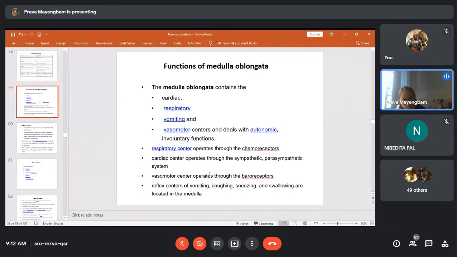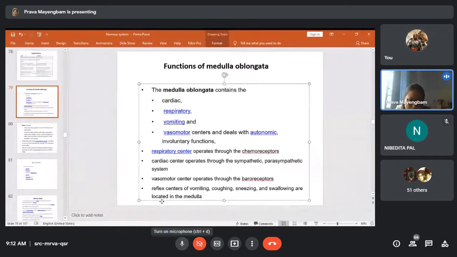This restoration of the BP acts through the renin-angiotensin system, and also the aldosterone system, RAS, RAAS. Do you know about RAS? Yes? Right. So, this vasomotor center, yes.